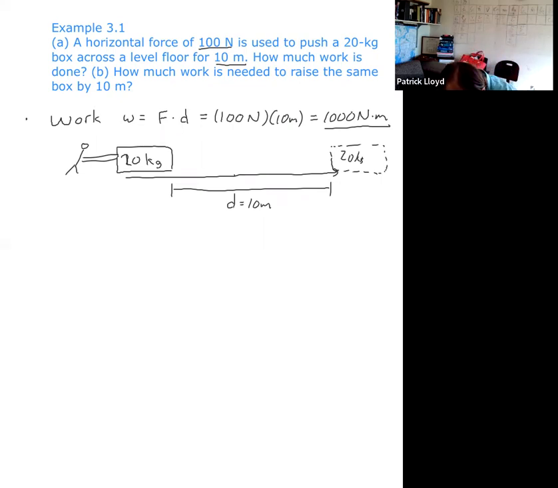So let me go through here and say that 1 newton meter is the same thing as a joule. In terms of abbreviating joule, a capital J is what we would use. So even though I've written it as 1,000 newton meters, more commonly we would write it as 1,000 joules. That's the more common name for this particular unit.